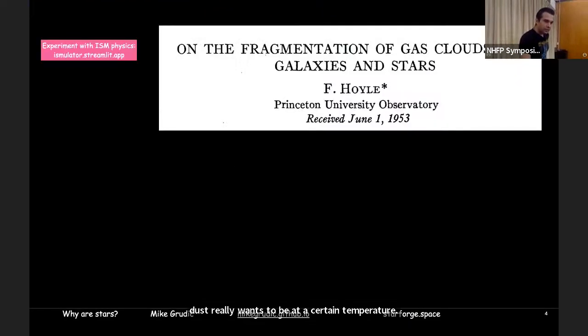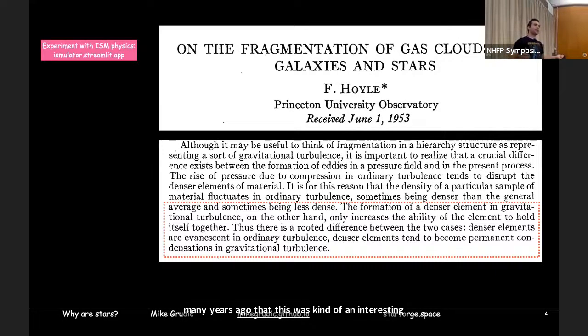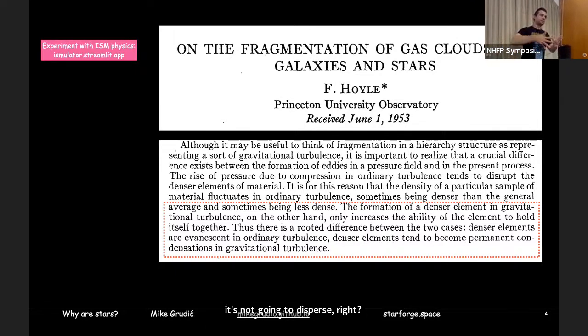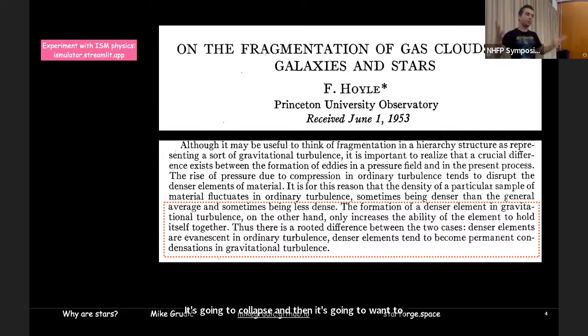A very bright guy by the name of Fred Hoyle realized many years ago that this was an interesting thing, because if you have isothermal gas, then if you have an overdense structure that is self-gravitating, it's not going to disperse, right? It's going to collapse, and then it's going to want to fragment into smaller things and smaller things and so on and so on. So where does this even end?